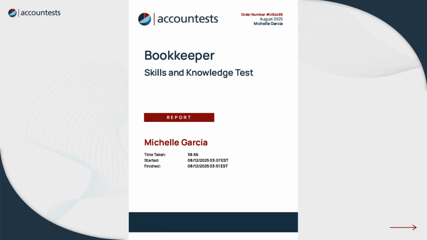So if you're having a look at the report that you've got on the screen there, you can see in the top right-hand corner is the order number and the candidate's name. So if you're looking anything up in the portal, you will need the order number. And then at the bottom of the first page, you can see the time taken. So that's how long the candidate spent in the test.